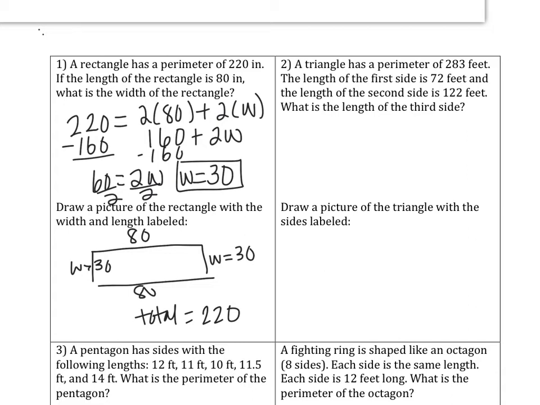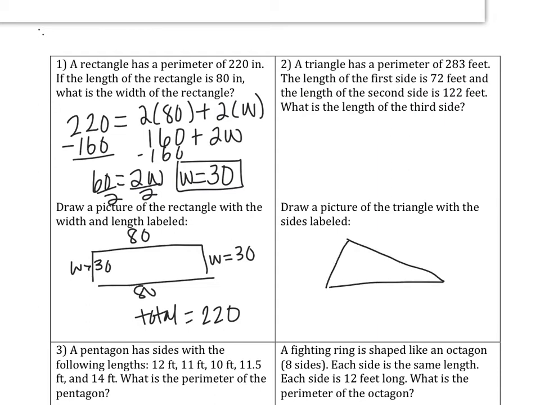Okay, number 2. A triangle has a perimeter of 283 feet. The length of the first side is 72 feet, and the length of the second side is 122 feet. What is the length of the third side? So it's going to be the same thing that we just did, except we're going to be using the formula for a triangle. So let's label what we can to start with.